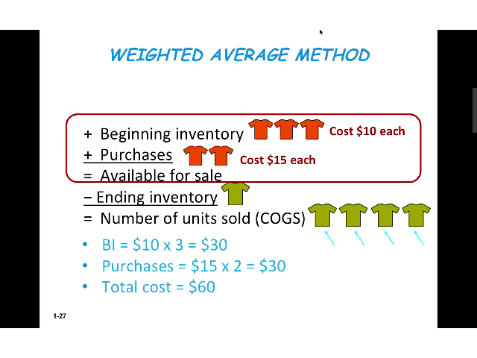Okay, so it is weighted average. We cannot say $10 plus 15 divided by 2. Weighted average means we need to reflect how much was in beginning inventory and how much was in purchases so we can weight it accordingly.